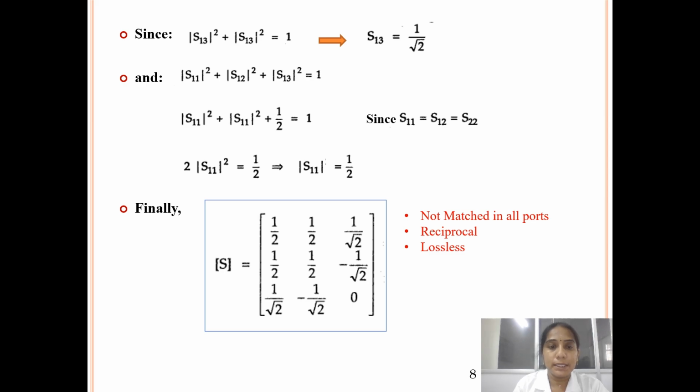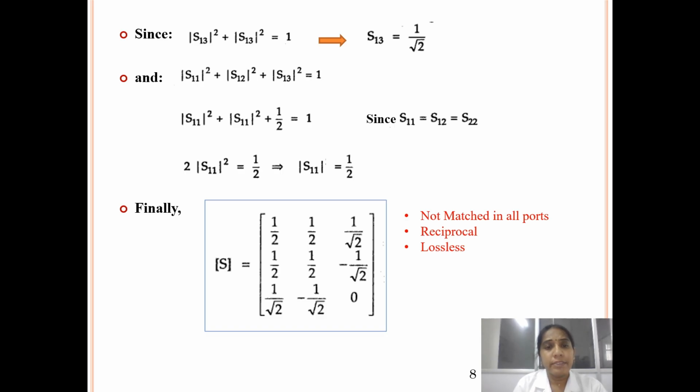When I am multiplying the row 3 with column 3 according to unitary property, as shown in the previous slide, I will get S13 the whole square plus S13 the whole square equal to 1, which is explained in the previous slide. So two S13s. So when I am trying to simplify this one, I will get S13 is equal to 1 by root 2. And when I am multiplying row 1 and column 1, I will get, as shown in the previous slide, S11 the whole square plus S12 the whole square plus S13 the whole square equal to 1. This simplification is shown in the previous slide. For clarifications, you can check there.